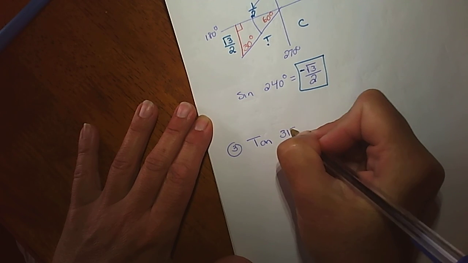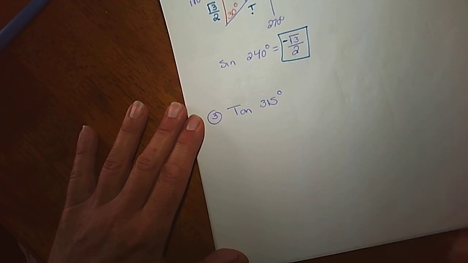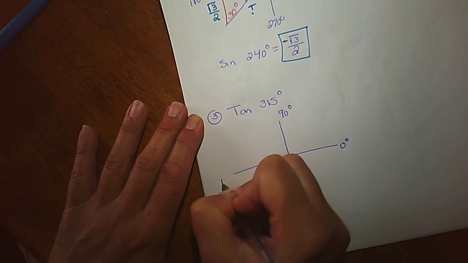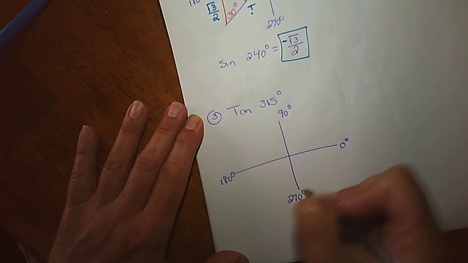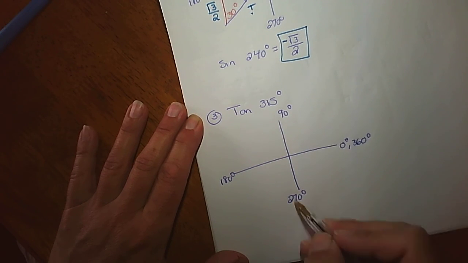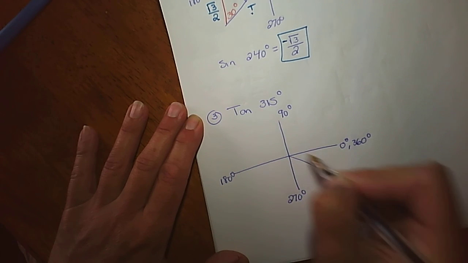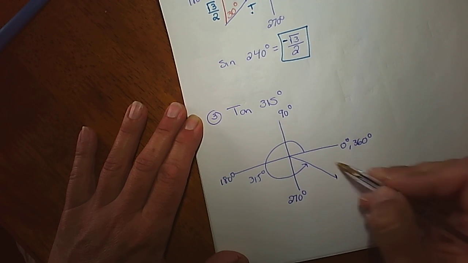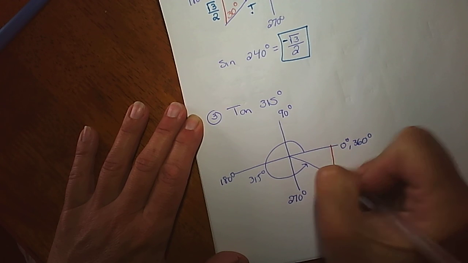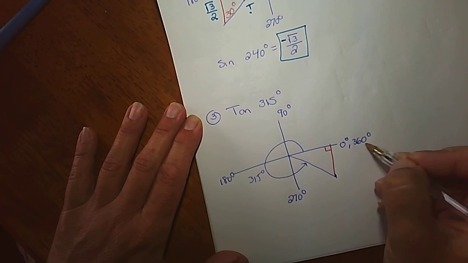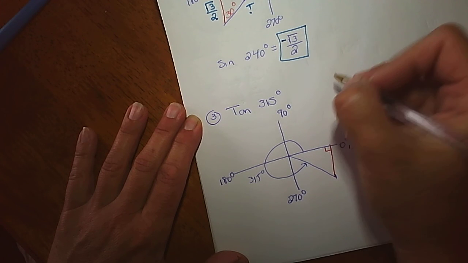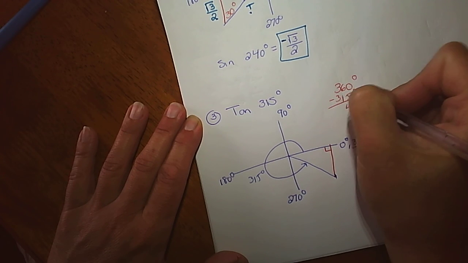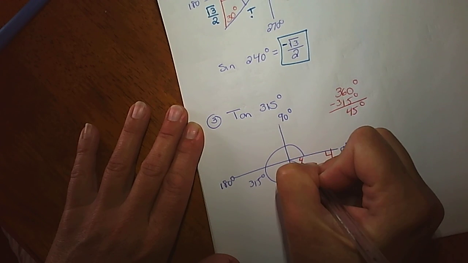Let's do tan at 315 degrees. Okay. 0, 90, 180, 270, 360. So 315 is going to be between these two. So from here to here is 315. Now, since we're on this side of the graph, right, we're going to draw our triangle. Since we're on this side, we're going to subtract from 360 instead of 180. So I'm going to do 360 minus 315. That makes 45 degrees. So that means my reference angle is 45.